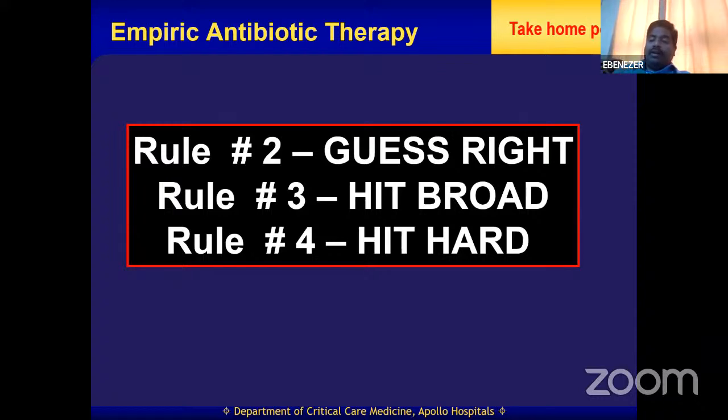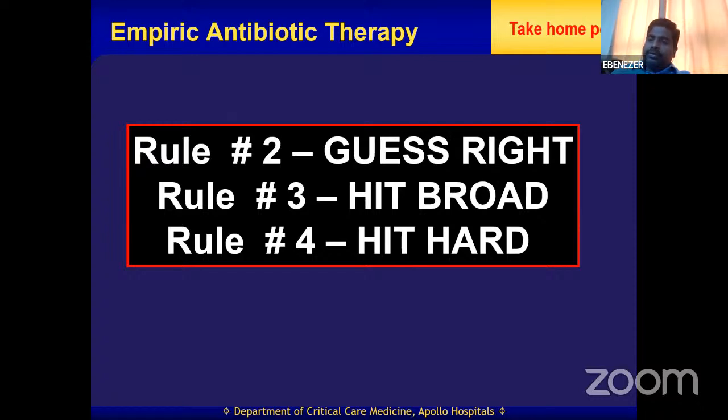For example, in a hospital which is 5 years old, you will not be seeing that many MDRO bugs. But in a hospital which is 30 years old, you will be seeing mostly fungal infections and MDRO bugs. So you have to guess right based upon the antibiogram profile of your ICU and then hit broad. Don't hesitate. When you are initiating antibiotics, try to broaden the spectrum in a septic patient in ICU. If you go with a narrow spectrum, you will lose the patient. Hit broad and hit hard. Never hold back your horses.